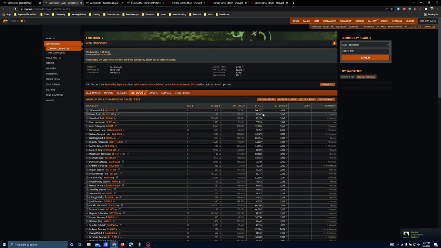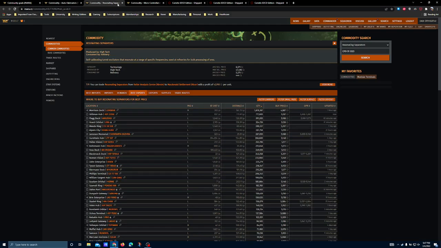You'll probably get blown up, because these types of events attract people that like to blow you up for the low cows. So let's see. Similar story with resonating separators, except that in this case, the highest quantity station is an outpost. So 1.8 million units. But remember, outposts only have medium pads. This is a poison pill.